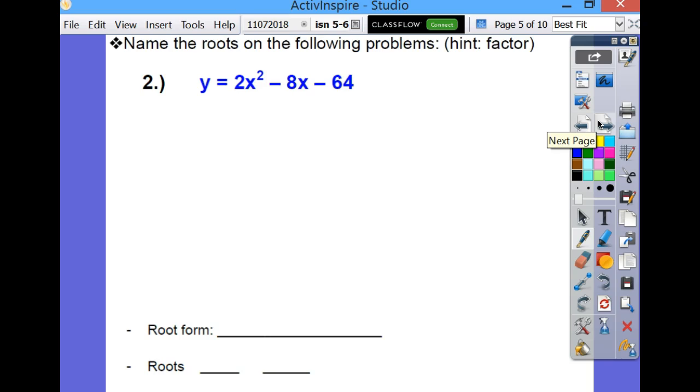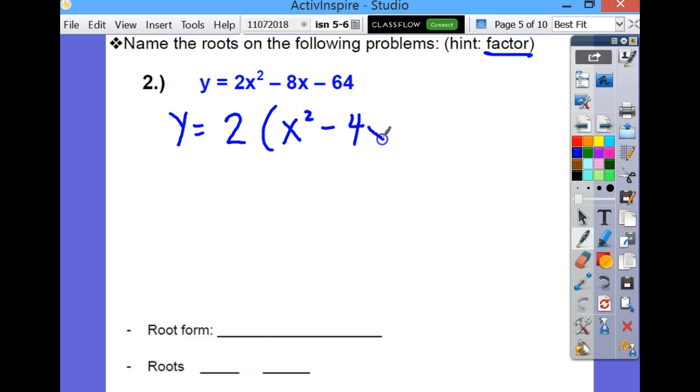Okay, so problem number 2. To find the roots, we need to factor. What are we going to do first? Do you see a GCF? What's a GCF? So I'm going to factor out a 2. Then I am going to multiply the first number times the last number, and I am going to write down the factors of 32.